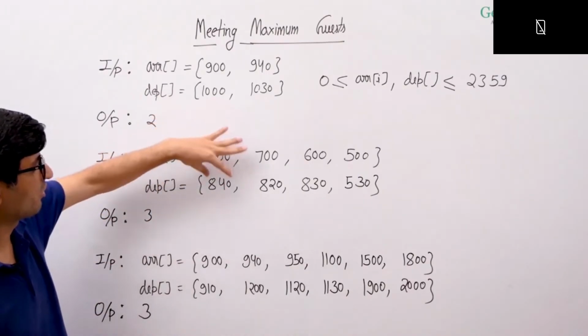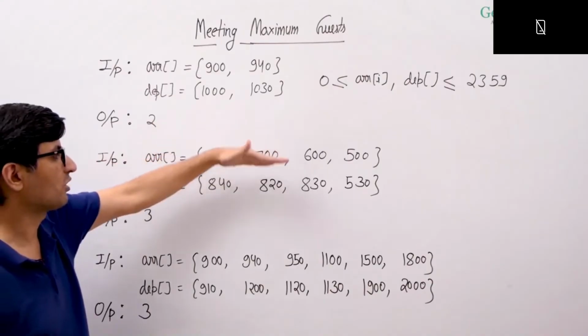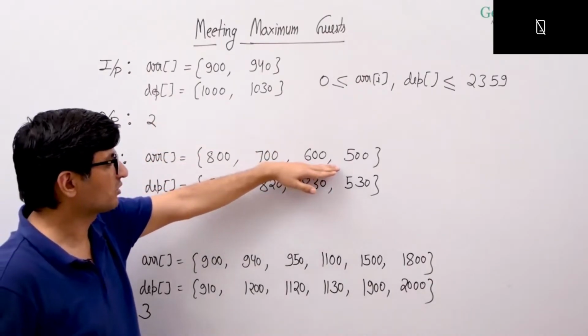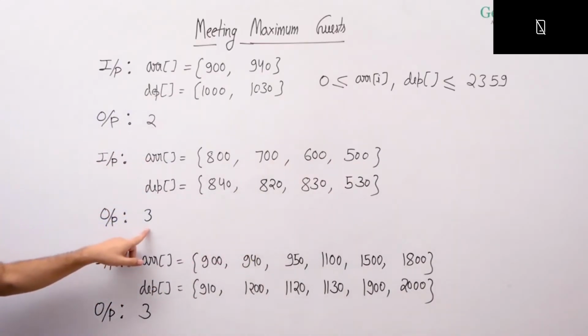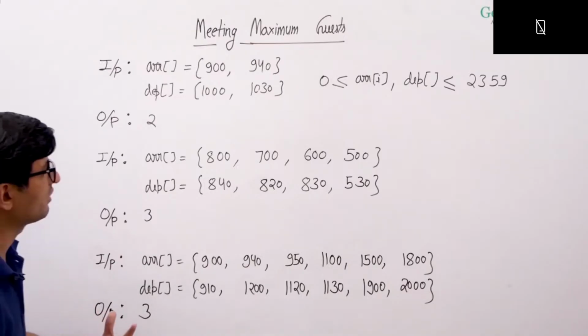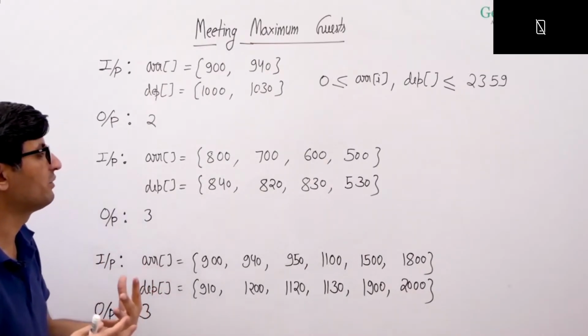Guest 1 comes at 8 o'clock, leaves at 8:40. Guest 2 comes at 7 o'clock, leaves at 8:20. Guest 3 comes at 6 o'clock, leaves at 8:30. Guest 4 comes at 5 o'clock and leaves at 5:30. In this party, you can meet a maximum of 3 people. And what time will you go to the party so that you can meet 3 people?